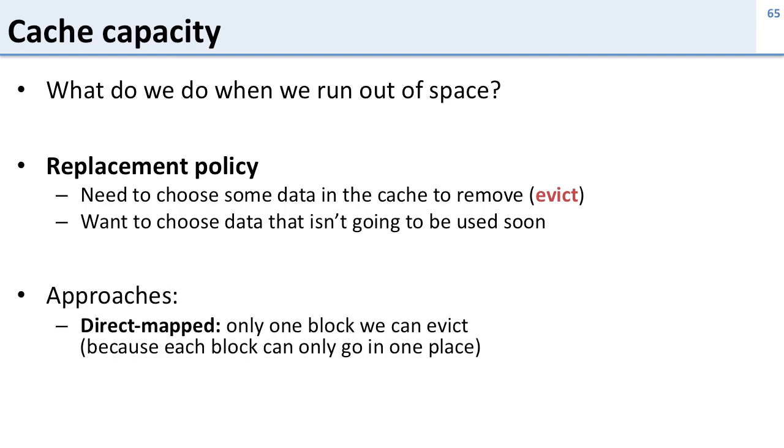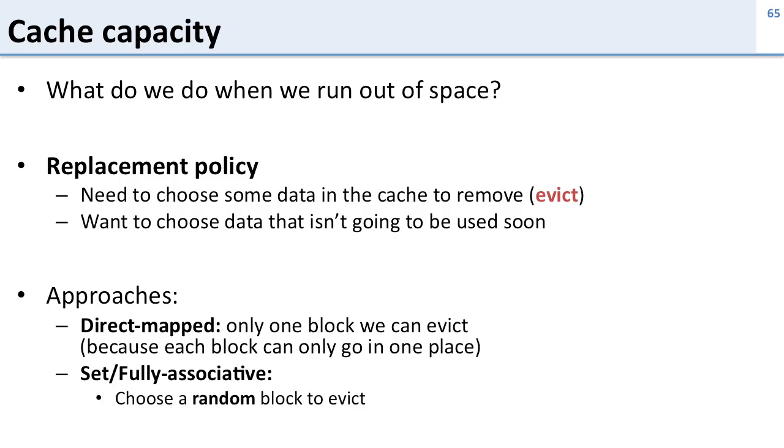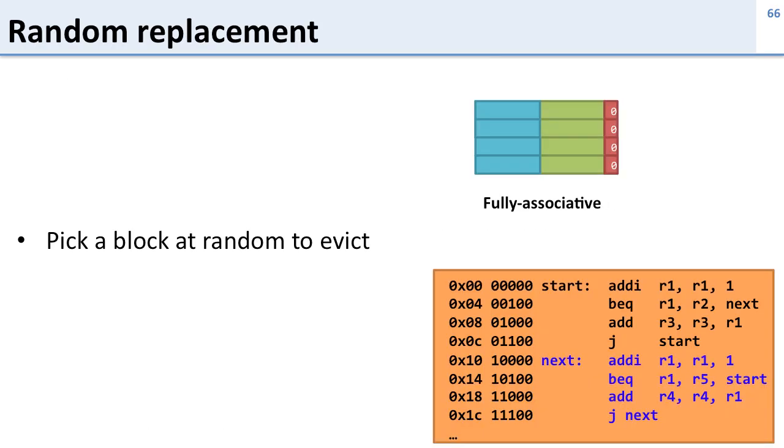So for a direct mapped cache, well, there's only one thing we can evict because every address can only go into one location. But for set or fully associative caches, we have some flexibility. And the two main ways to do this are choosing a random block to evict or choosing the least recently used, or LRU, block to evict. So let's take a look at the two of these.